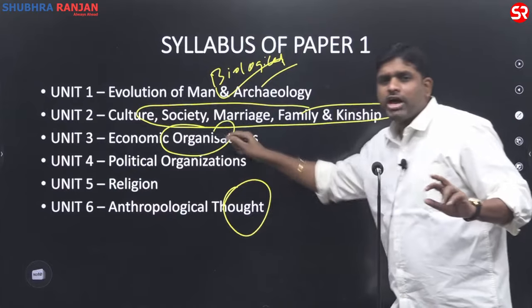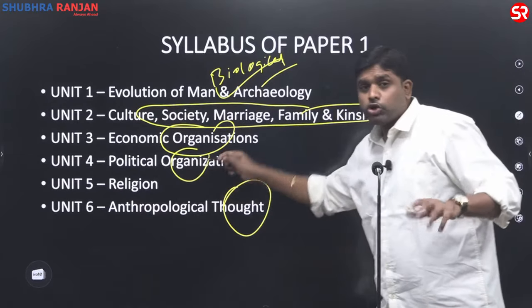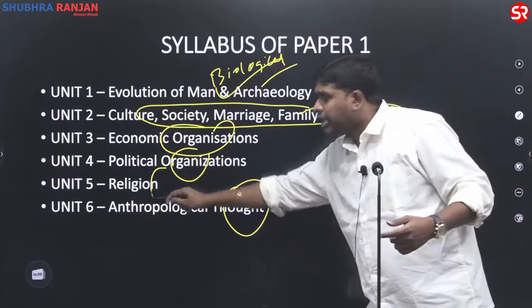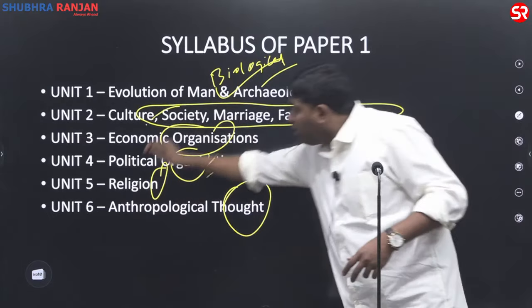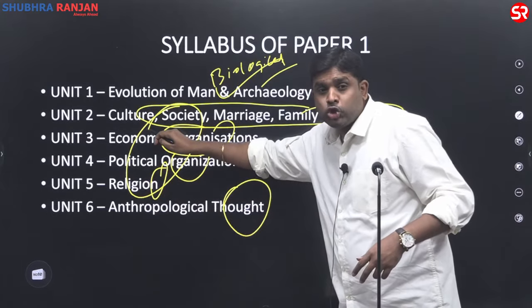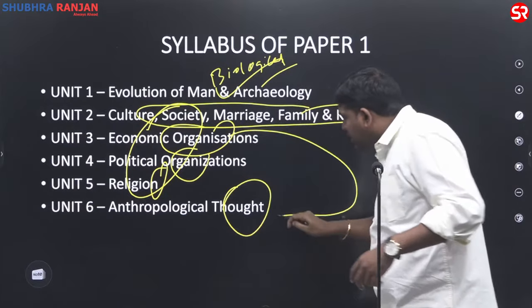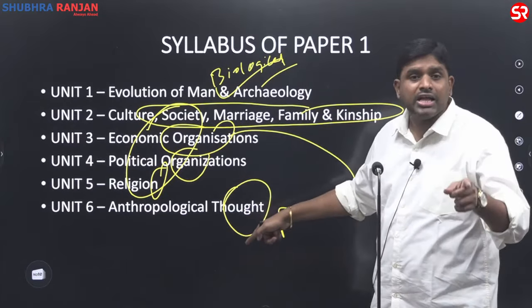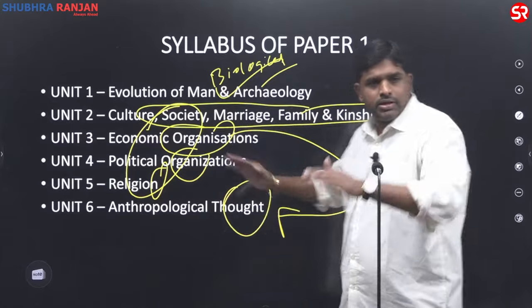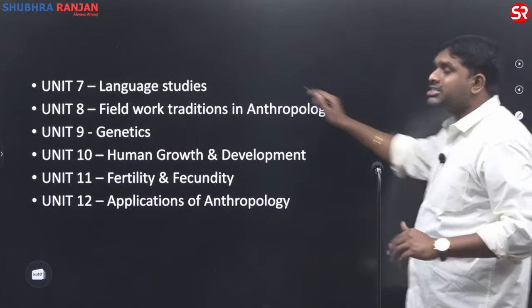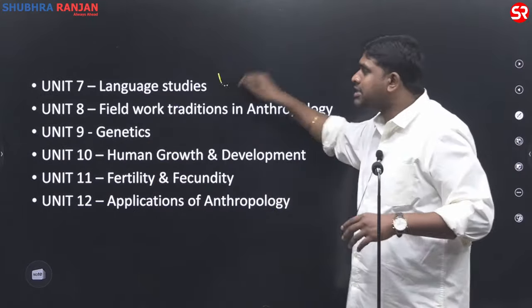In the third unit, we have economic organizations. In the fourth unit, political organizations. In the fifth unit, religion. All these things constitute the part of socio-cultural anthropology. And how all these things have evolved from the perspective of anthropologists is unit number 6. Then we go to the seventh unit, which is part of culture, called language.